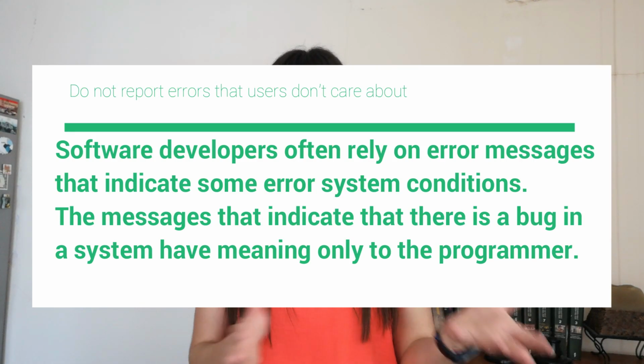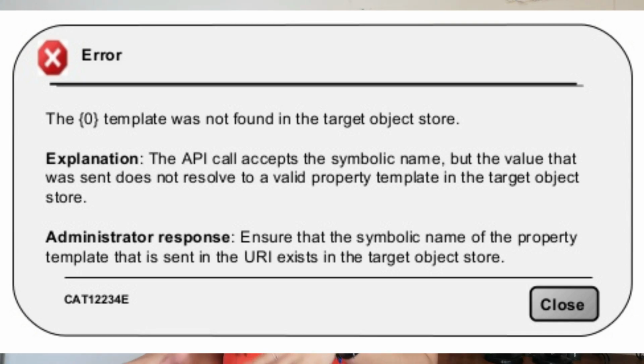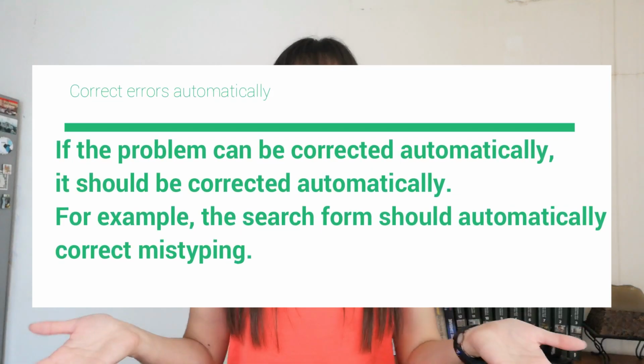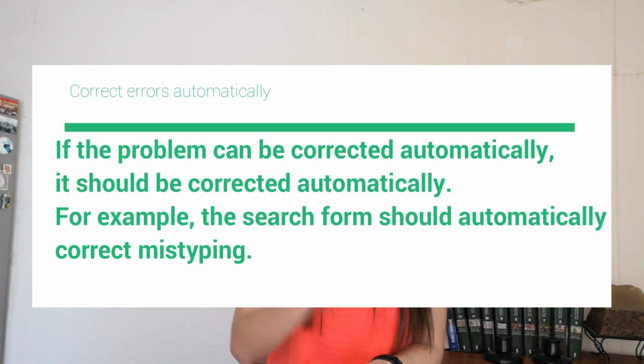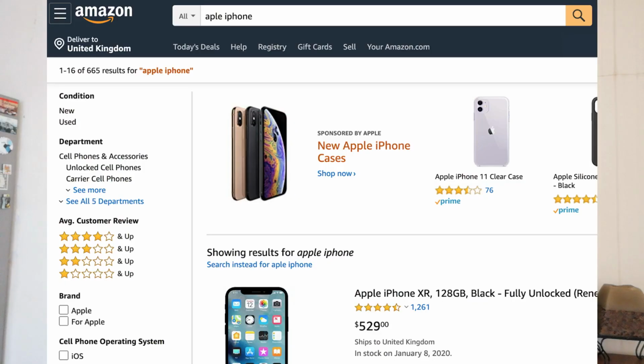Software developers often rely on error messages that indicate some error system conditions. The messages that indicate that there is a bug in the system have meaning only to the programmer, but not the users. The users don't care about them. Aside from dismissing the error message, there is nothing users can do about such messages. So my tip here would be to correct errors. If the problem can be corrected automatically, it should be corrected automatically. For example, the search form should automatically correct mistyping.